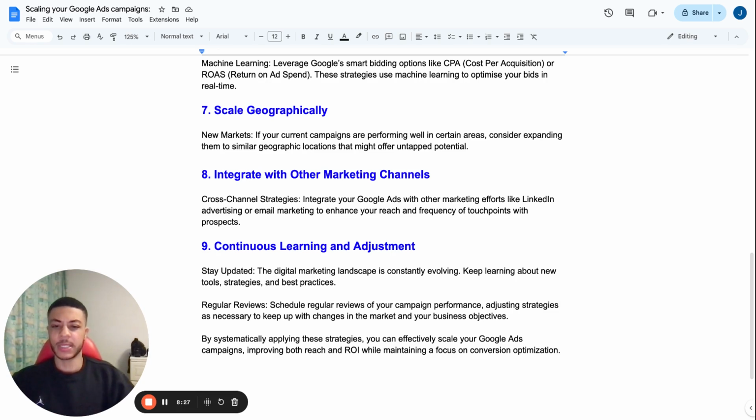By systematically applying these strategies, you can effectively scale your Google ad campaigns, improving both reach and ROI while maintaining focus on conversion optimization.